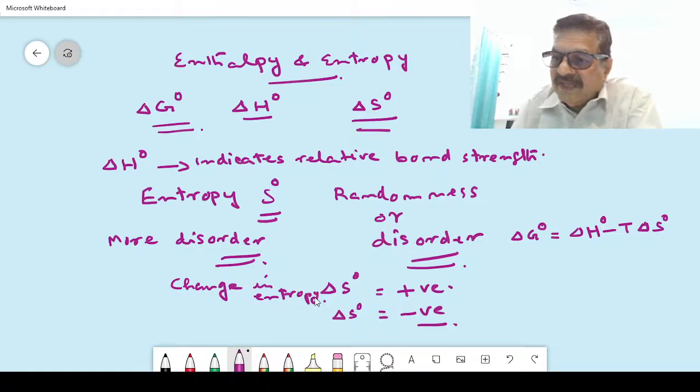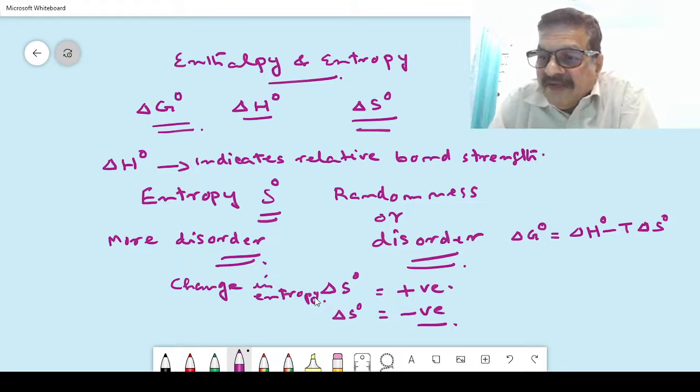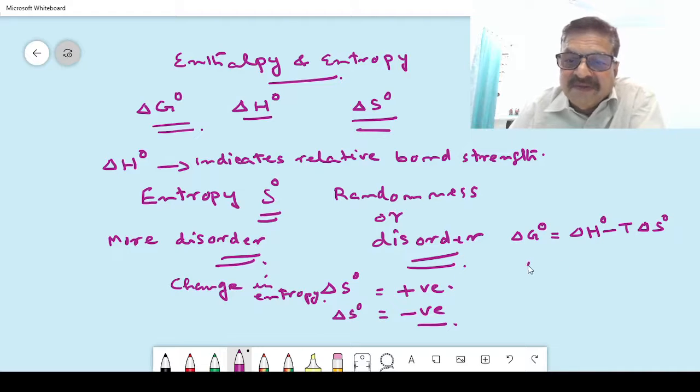Now, the total energy change in a reaction is due to two factors. As per this, change in the bonding energy. This delta H here is the change in the bond energy.